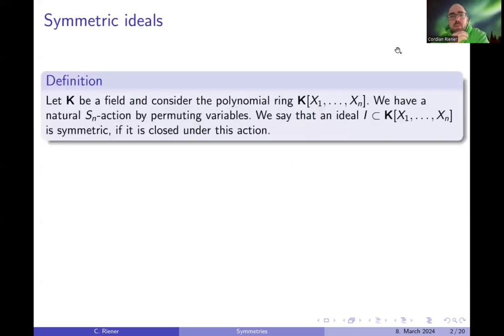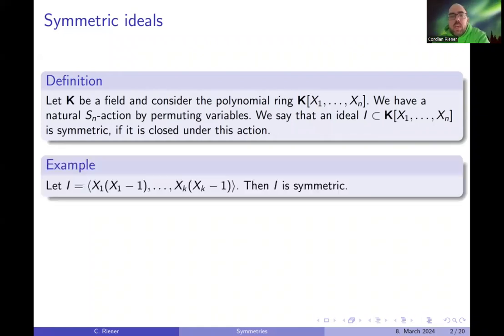And so let me just start by saying a small definition, which you all have seen before. If I have a polynomial ring and a natural symmetric group action by permuting the variables, I will just say that an ideal is symmetric if it is closed under this action. That doesn't mean the polynomials themselves are invariant symmetric polynomials, but just that the ideal is closed under this action. For example, we have already seen this implicitly before. If I take the ideal generated by x_i times (x_i minus 1), then this obviously is a symmetric ideal. So this falls into this class of symmetric ideals. Very good.